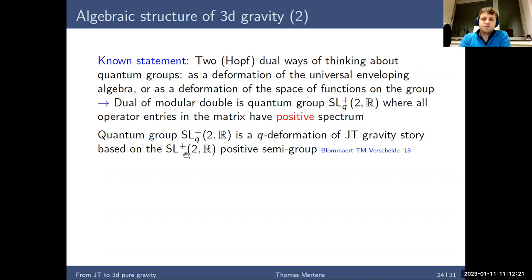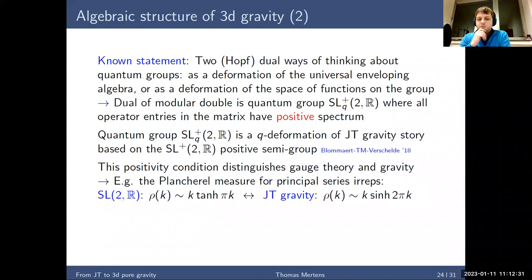It's some strange modification of it. So there's a positivity condition added to the group theoretic structure in order to actually get gravity instead of gauge theory. So it's this positivity condition that distinguishes a gauge theory and gravity. And you can be very explicit about this statement.